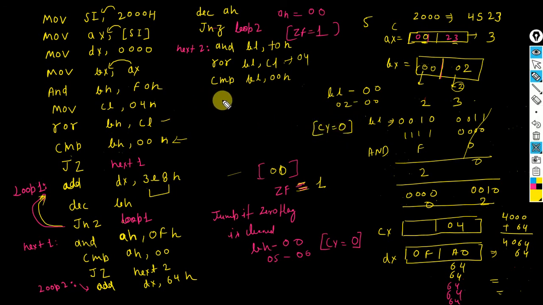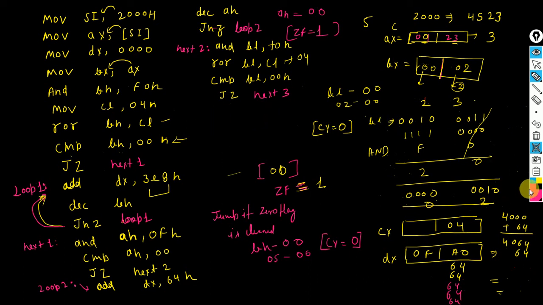So next instruction is JZ next 3. Our zero flag status is 0 in this case, so this instruction is not functional. Move to the next instruction.